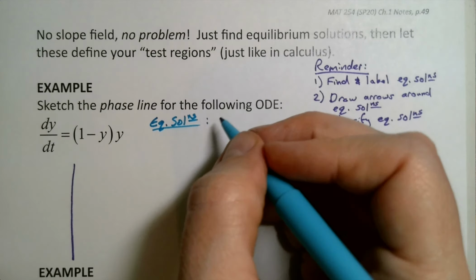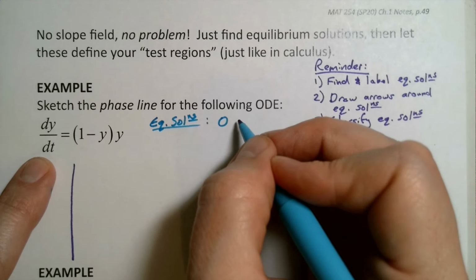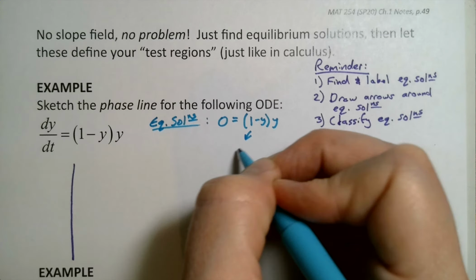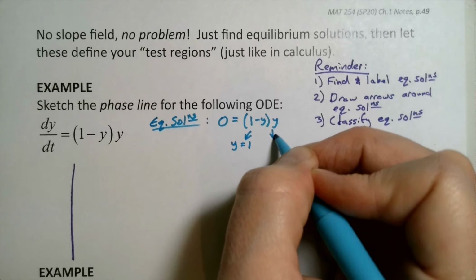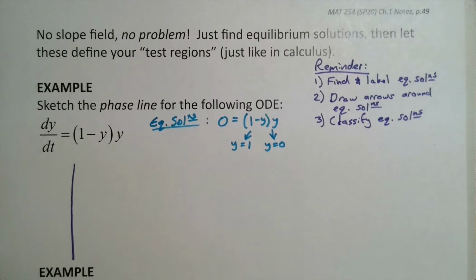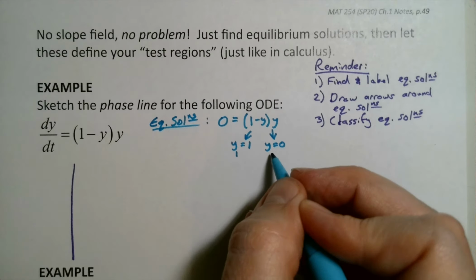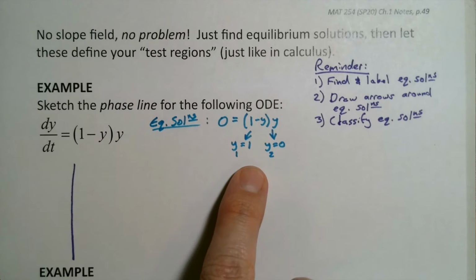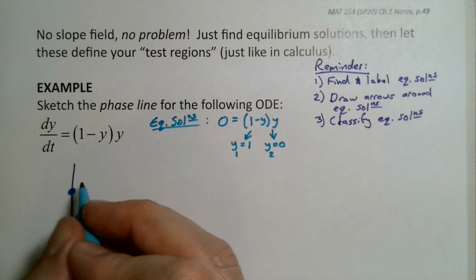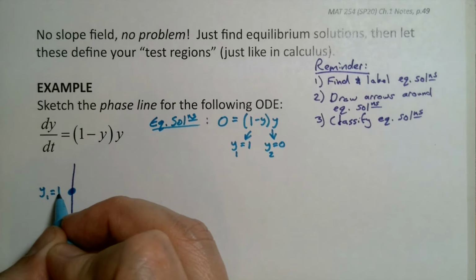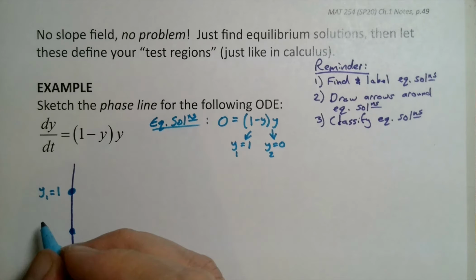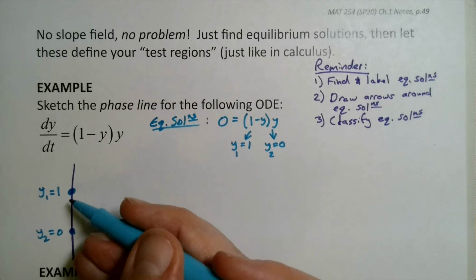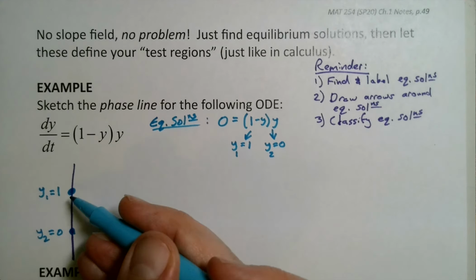And I can figure those out by saying, where is the derivative equal to 0? And it turns out there's two. One of them happens to be at y equals 1, and one of them happens to be at y equals 0. So we'll call this one y1 and that one y2. We can go ahead and label those on our line right now. I'll call that y1 equals 1, and this one down here, I'll call y2 equals 0. And of course it makes sense that they would be in this orientation. 0 is going to be below 1.